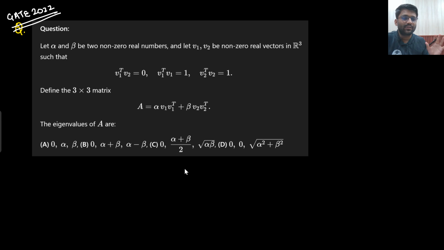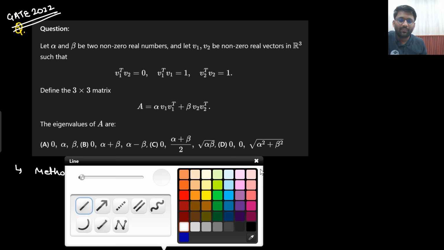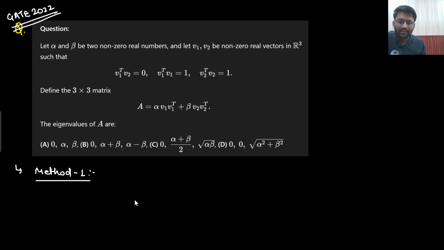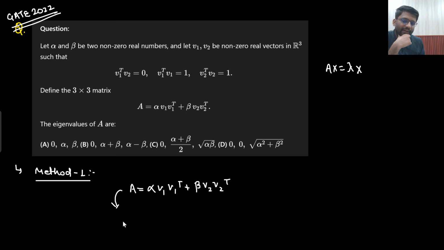No matter whichever way you use, this was the question, you need to get the answer. So let's use method 1. In method 1 we are going to use the mathematics, not any matrix. Simply we are using the mathematics. What is given? Matrix A is given as alpha v1 v1 transpose plus beta v2 v2 transpose. I know that I need to find out the eigenvalues. That means Ax equals lambda x. This is something I need to prove. If I do the post multiplication by v1, what I will get? Alpha into v1, v1 transpose into v1 plus beta into v2, v2 transpose into v1.